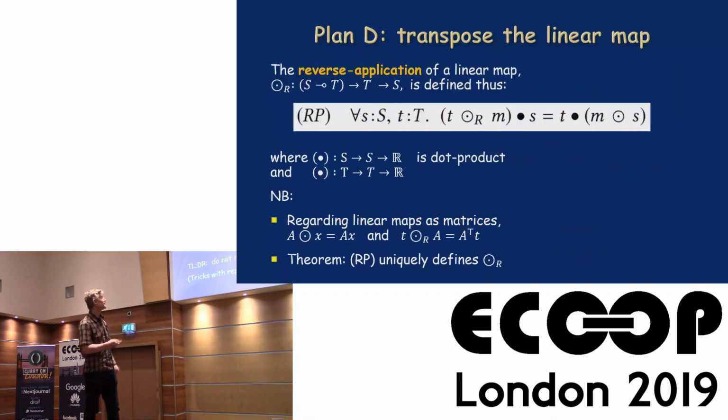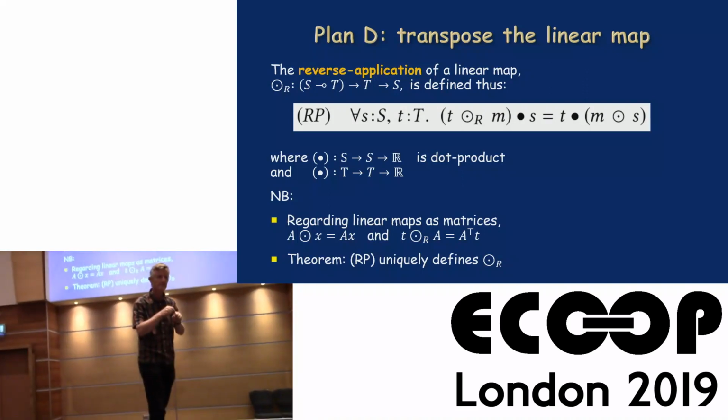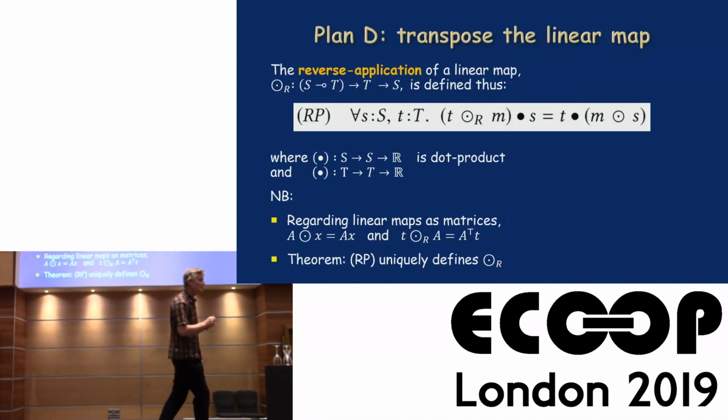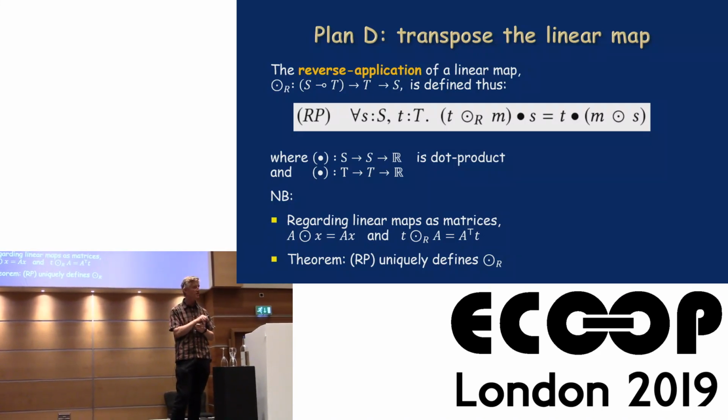So it's time for plan C. Let's see. Oh, plan D. I think I missed out plan C. I decided not to tell you about it. Plan D is to transpose the linear map. So this is the one slide that I have really found it difficult to find a good explanation for. I want an operation called reverse funny apply that takes a linear map from S to T and a T and gives you an S.